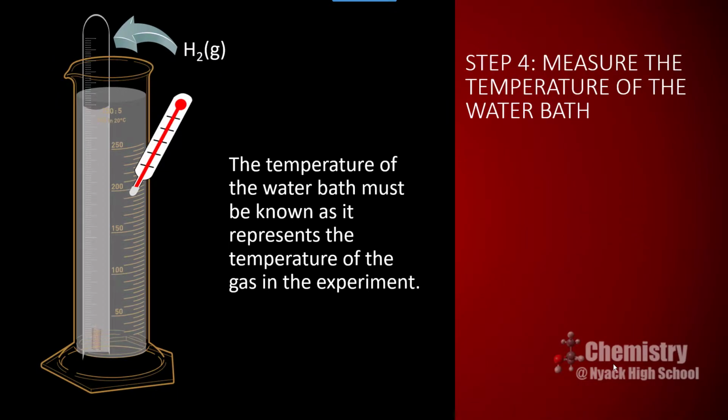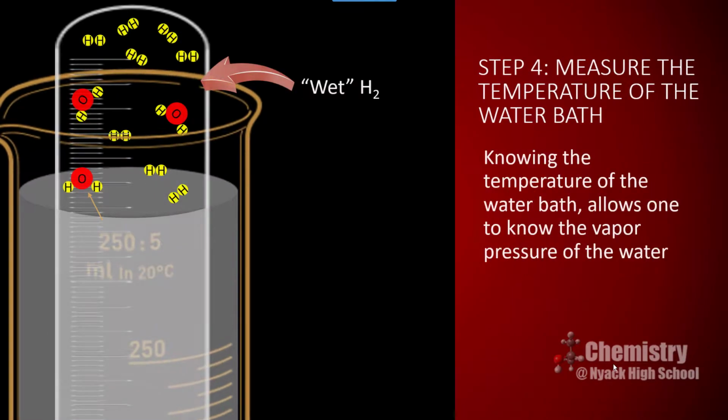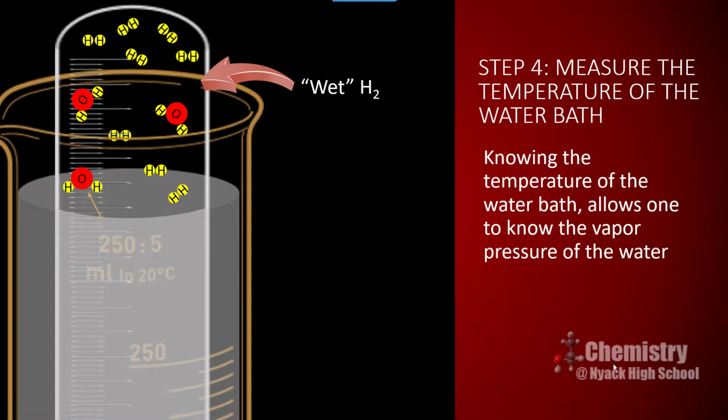The next thing we'll do is measure the temperature of the water inside the graduated cylinder. We do this for 2 reasons. For one, the temperature of the water represents the temperature of the gas inside of the eudiometer. The other reason we need to know the temperature of the water is so that we know the vapor pressure of the water that's inside the eudiometer.